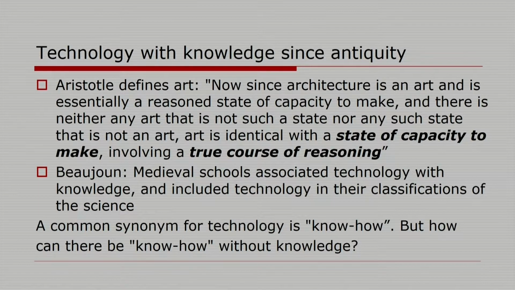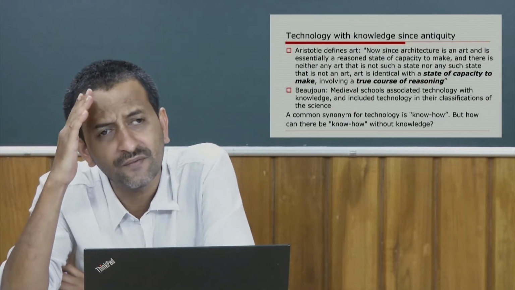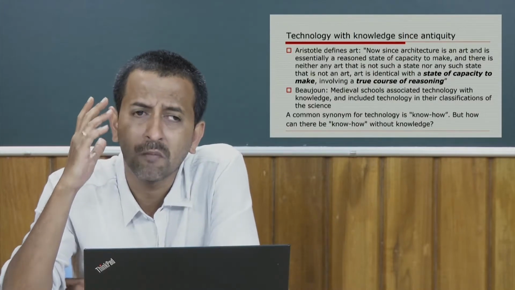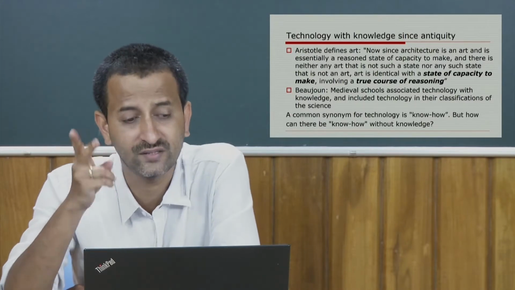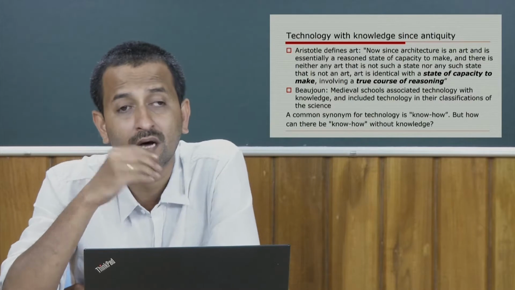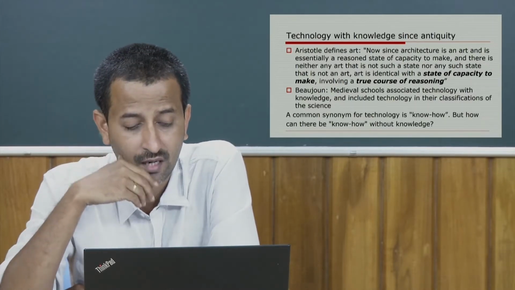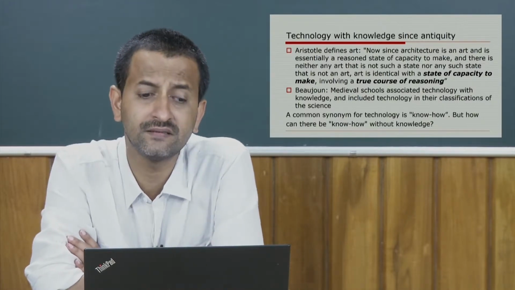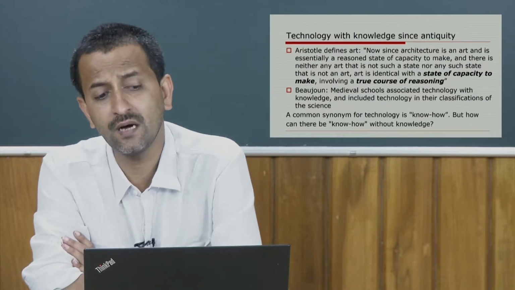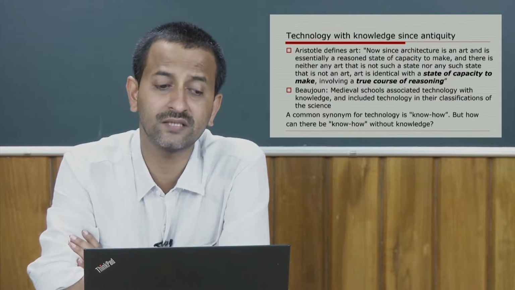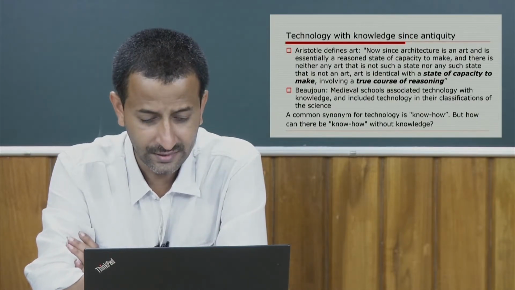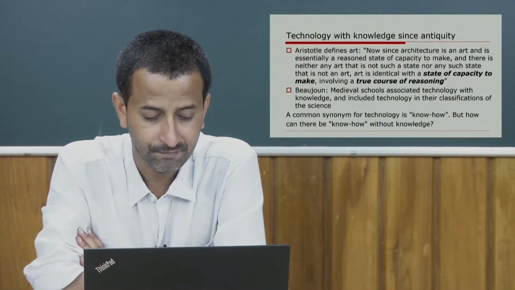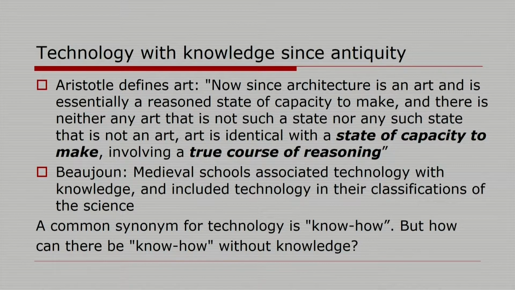And when we talk about technology with knowledge since antiquity, from the very beginning, okay, far from constituting a modern artificial formation, the linking of technology with knowledge is very old. Okay. How did Aristotle define art? Aristotle defined art like this: now since architecture is an art and is essentially a reasoned state of capacity to make, and there is neither any art that is not such a state nor any such state that is not an art, art is identical with a state of capacity to make, involving a true course of reasoning. Okay? The reference to architecture makes it clear that our term technology is included in Aristotle's term art. Okay? Equally clear is Aristotle's association of art with knowledge.